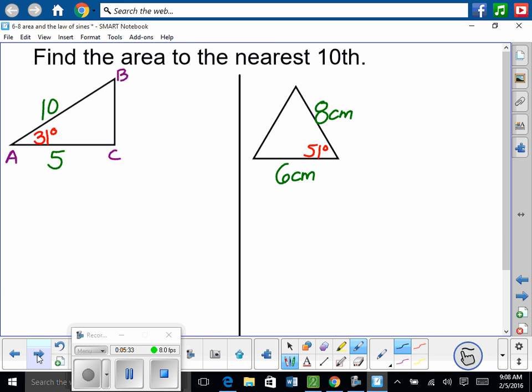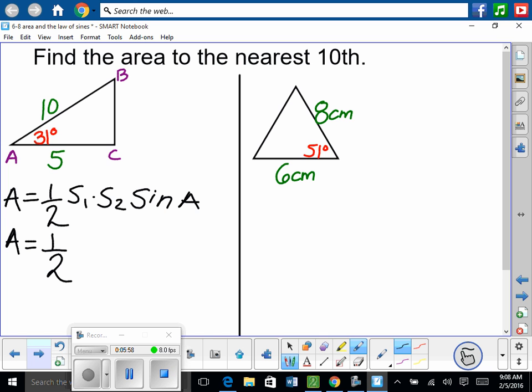So it says, find the area to the nearest tenth. So looking at this, do you see how we have a side 1, side 2, and we have the angle in between? So we would say, we know area is equal to 1/2 times side 1 times side 2 times sine of the angle in between. So we have area is equal to 1/2 times side 1, doesn't matter, so I'm going to say 10 times side 2, which is 5, times sine of the angle in between, so sine of 31 degrees.